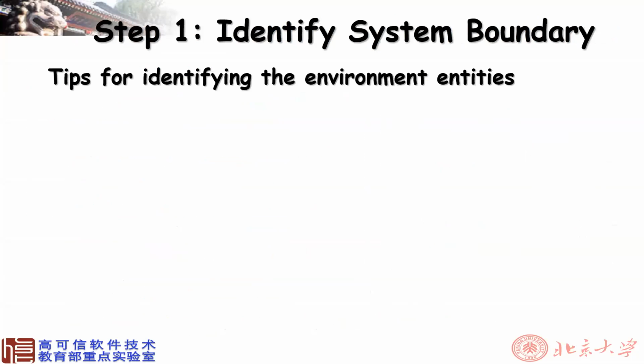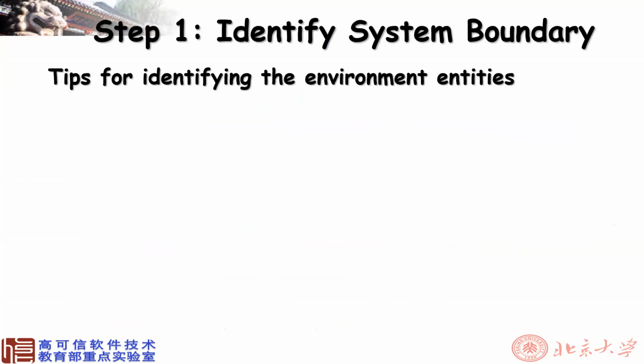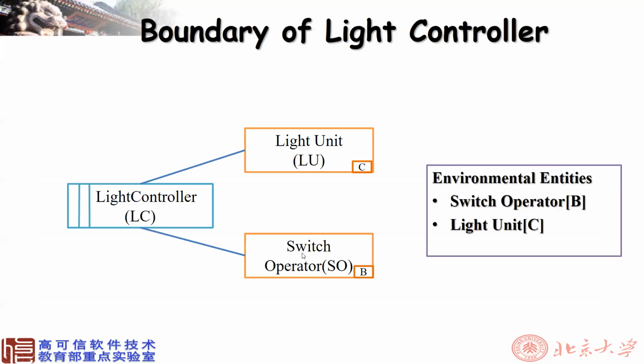Okay, for step one, we need to identify the system boundary. This is to identify the environment entities. For different environment entity types, we can ask different questions. For the biddable entity, you can ask who uses the system. This is the guidance. But what we want to see, for all these entities, is what we can get from the environment ontology. From the light controller ontology, we have two environment entities, the switch operator and the light unit.